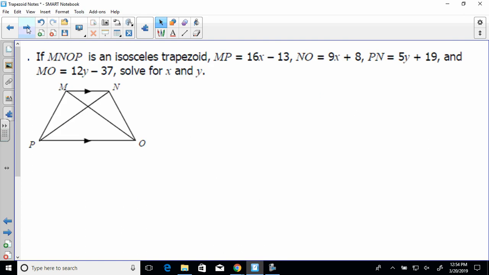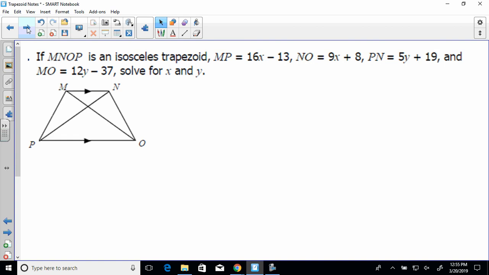All right, so let's look at this next example. It says if MNOP is an isosceles trapezoid, MP is equal to 16x minus 13, NO is 9x plus 8, PN is 5y plus 19, and MO is 12y minus 37. So we want to solve for x and y.